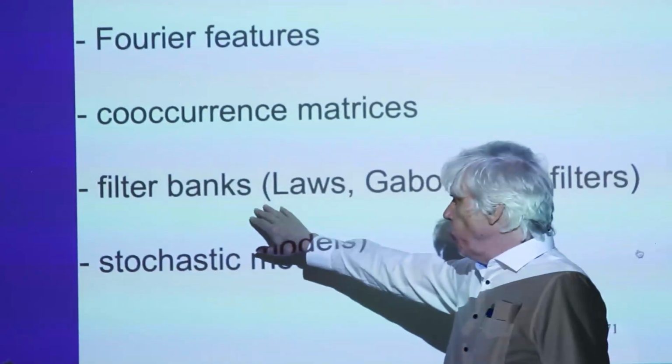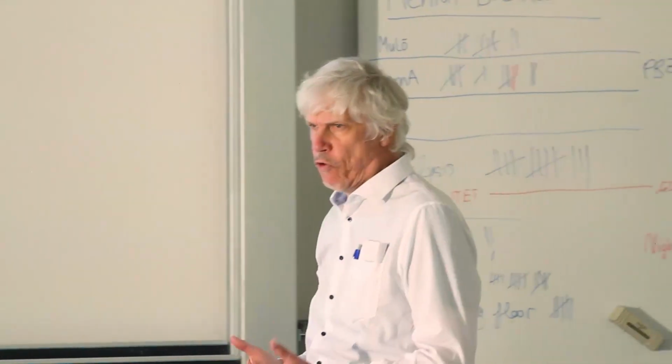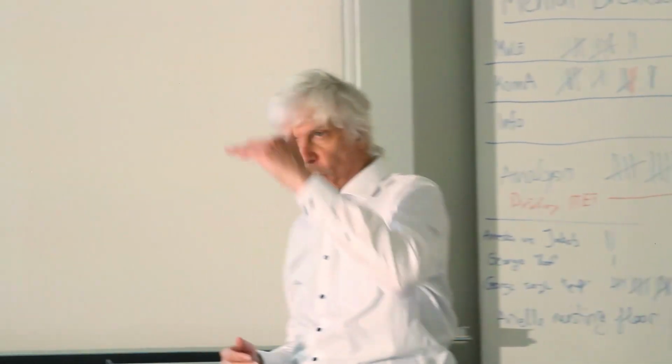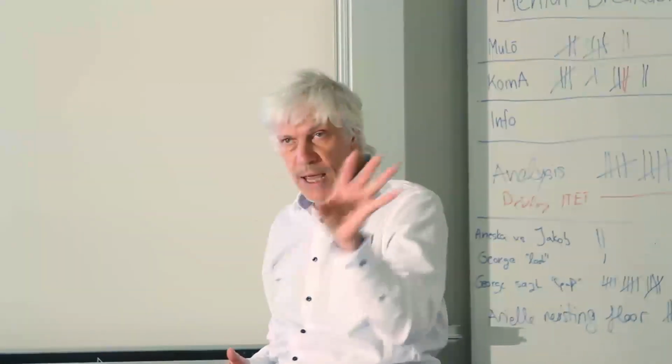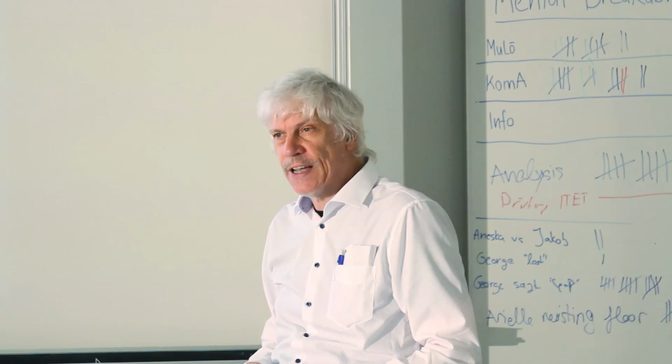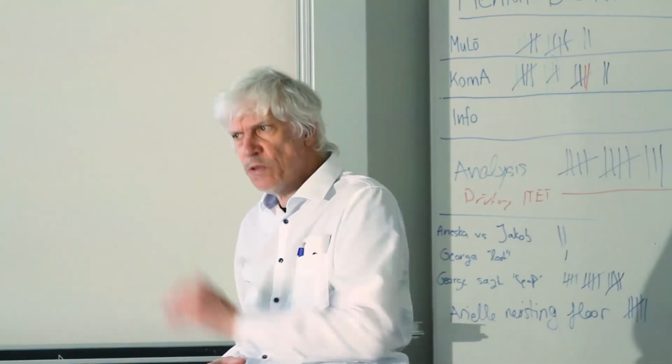So people start to work also on filter banks. And filter banks are sets of convolution filters. In fact, the outcome of convolution filters. So you have a set of convolution filters, each of which you apply at all positions in the image. That gives you a feature vector, the output of these convolutions at each of these positions.